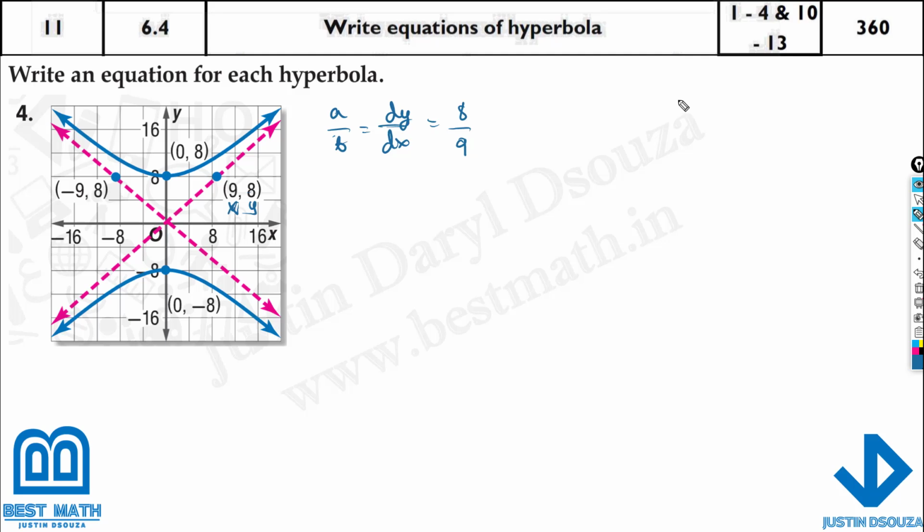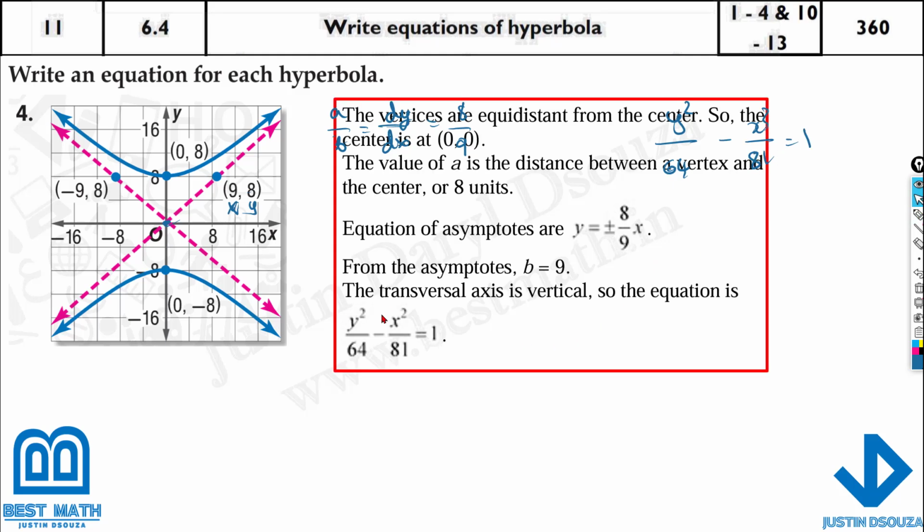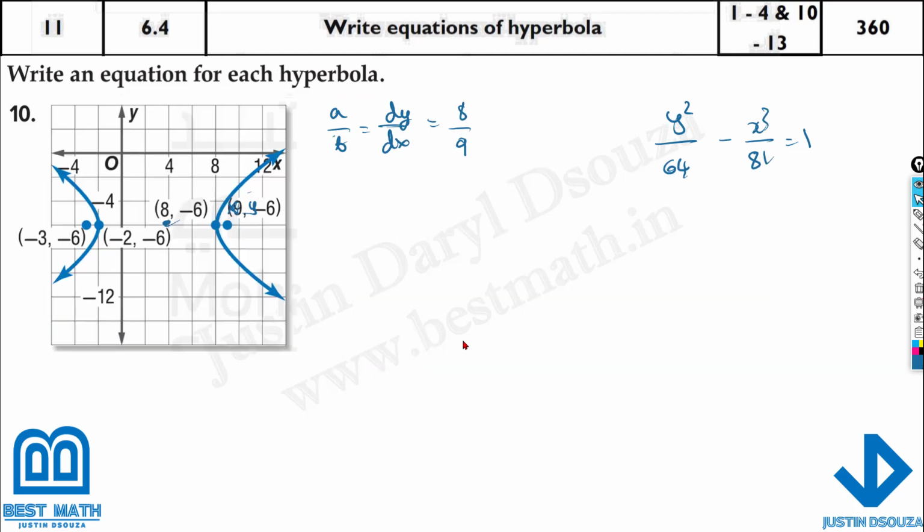So let's write the standard form. It'll be y squared, because the center is 0, isn't it? y squared by, what is a squared? 8 squared. I'll write the full form itself. 64 minus x squared by 81 equals 1. So that is the final answer. You can see a squared is smaller than b squared here.